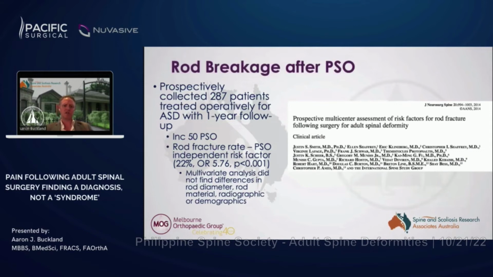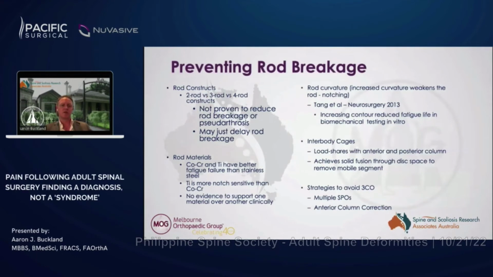So after PSO, you can see it's very, very common. It's an independent risk factor after pedicle subtraction osteotomy for rod breakages, and this has been demonstrated in several large studies. So in terms of preventing rod breakage, I don't think it really matters whether you use 2 versus 3 versus 4 rods. It may just delay rod breakage. Rod material doesn't seem to matter. Cobalt chrome and titanium seem to be better than stainless steel. The titanium is more notch sensitive. There's no evidence really to support one over the other.